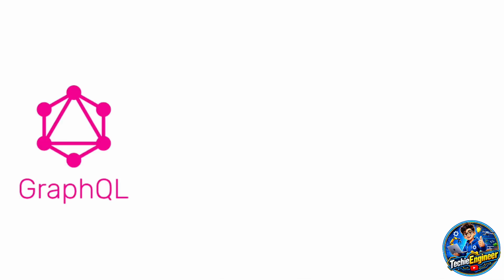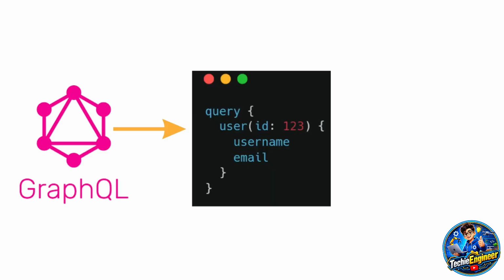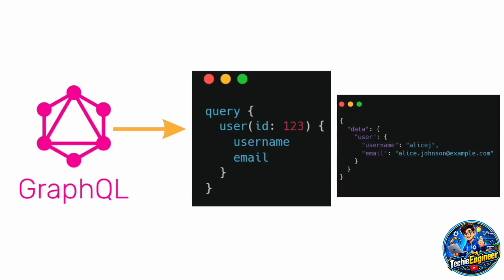GraphQL flips this completely. You write one query asking for exactly what you want, like just give me the username and email, skip everything else. One endpoint, one request, perfect data every time.